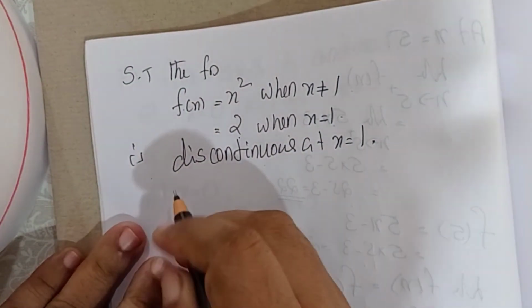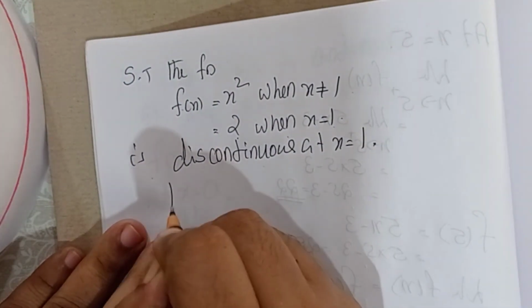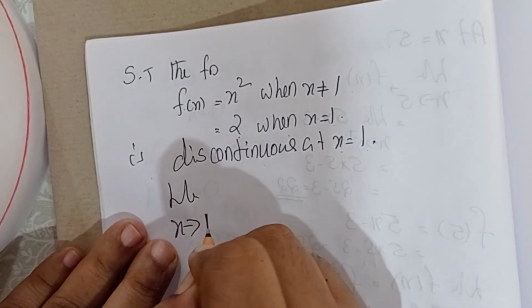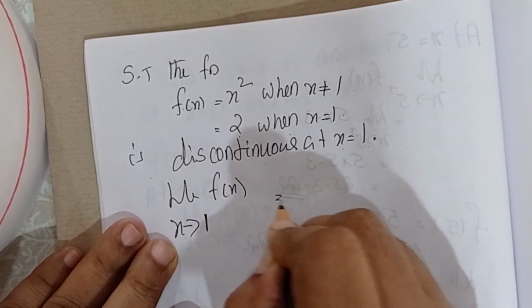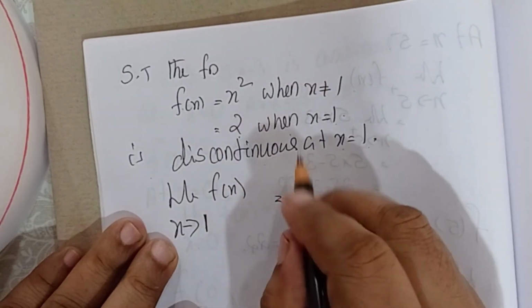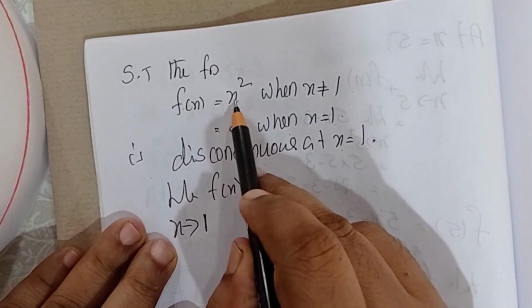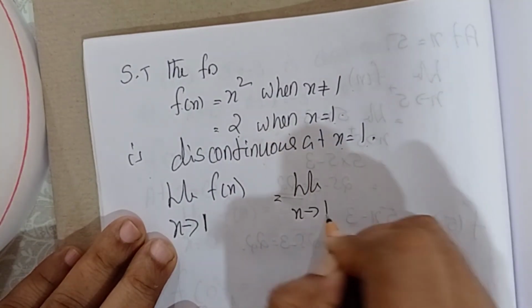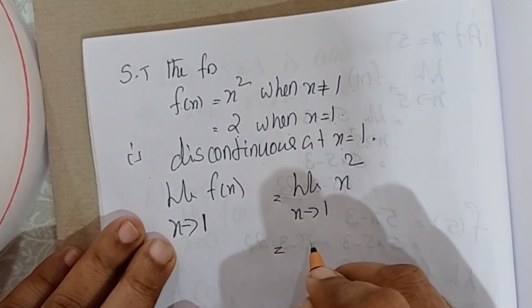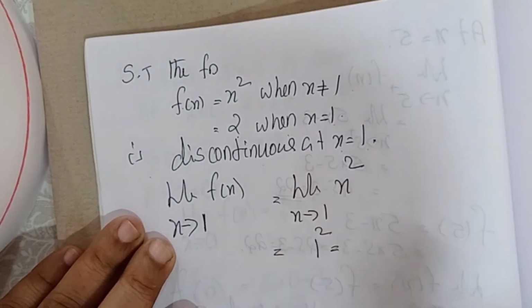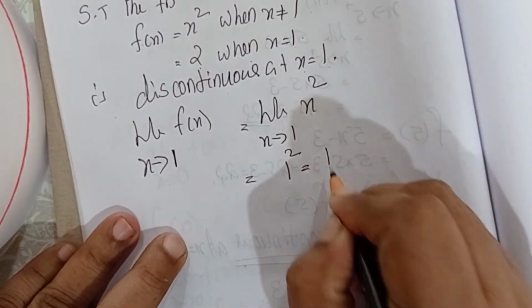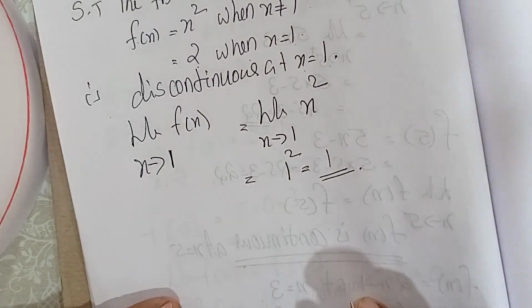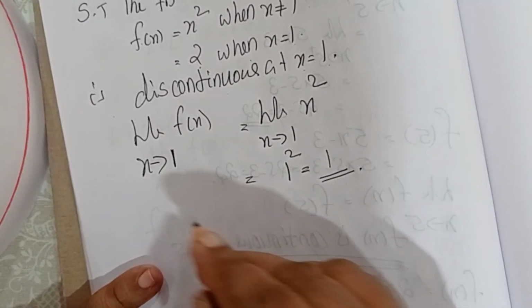Okay, we can start. Limit x tends to 1 f(x). f(x) means x square, isn't it? That is, limit x tends to 1 of x square. What is the answer? 1 square. Can you say what is 1 square? Yes, 1. We apply limit.